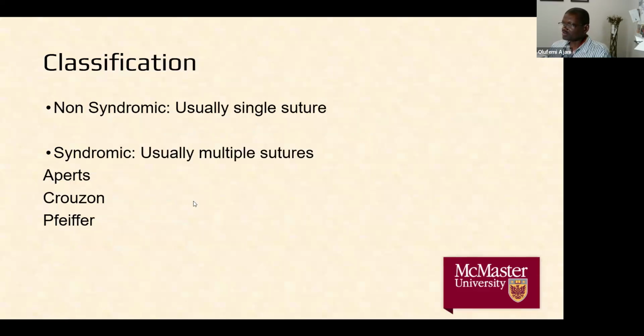Now, when we talk about primary craniosynostosis, that is true craniosynostosis, they are usually classified into non-syndromic, which usually affects a single suture, and syndromic, which usually affects multiple sutures. The commonest examples of the syndromic craniosynostosis are Apert, Crouzon, and Pfeiffer syndromes.